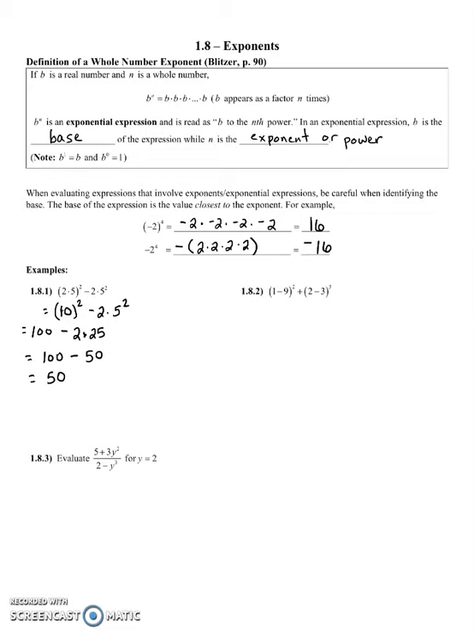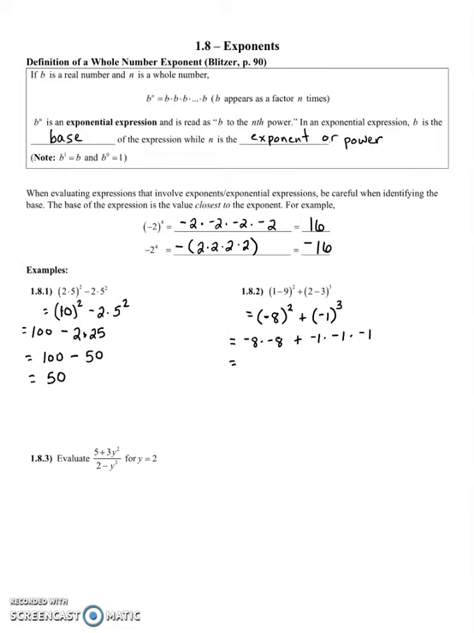Okay, so for 1.8.2, starting by simplifying what's in the parentheses first, we have 1 minus 9, which equals -8, and that is squared. Then we have plus 2 minus 3 is a -1, and -1 is cubed. So -8 squared is -8 times a -8, plus -1 cubed is -1 times -1 times -1.